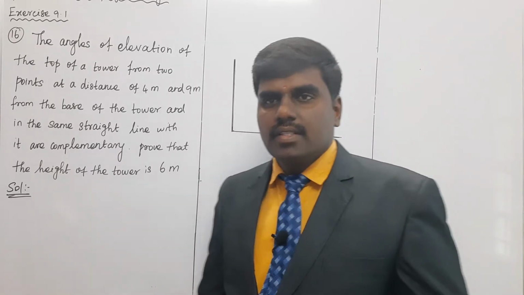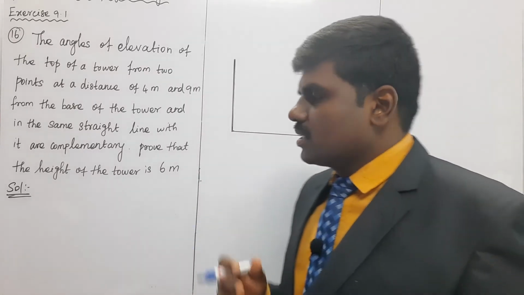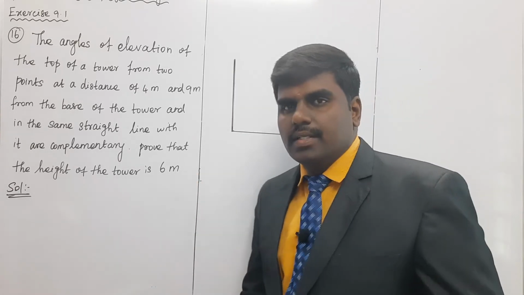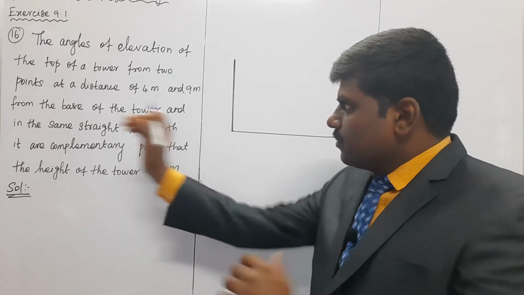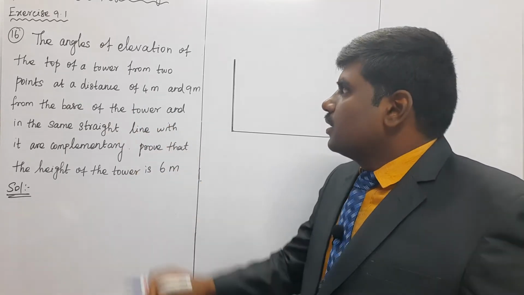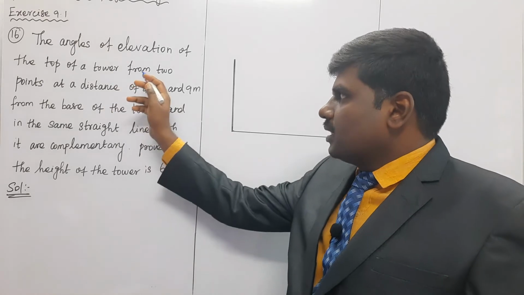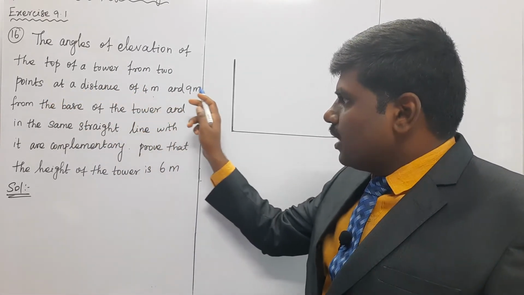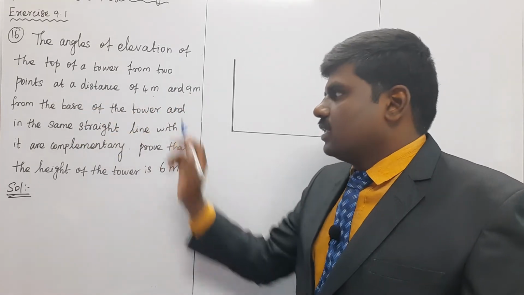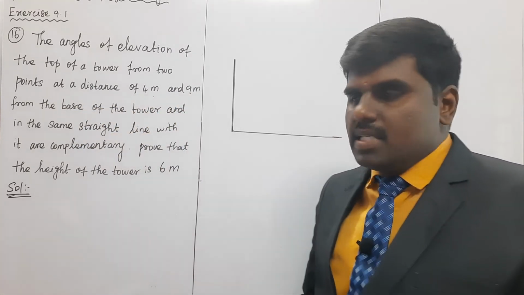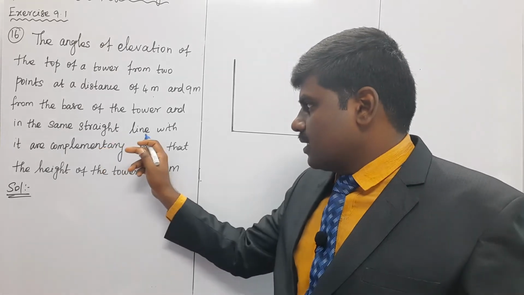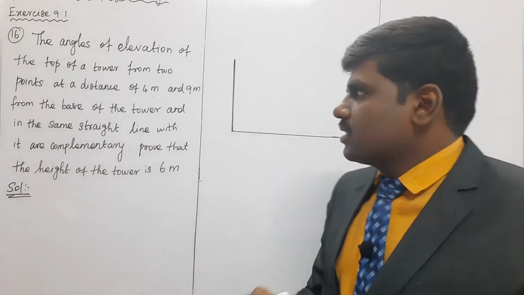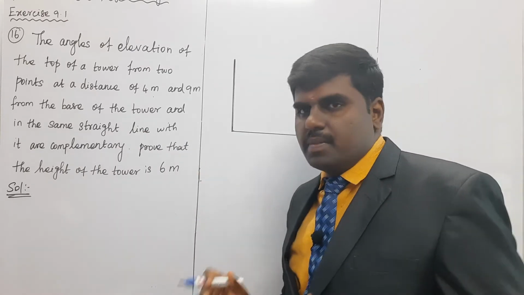The next question, same exercise 9.1, question number 16. Sometimes they ask the 2 mark question, the same problem. Let's see the meaning of question number 16. The angles of elevation of the top of a tower from two points at distances of 4 meters and 9 meters from the base of the tower, in the same straight line with it, are complementary. Prove that the height of the tower is 6 meters.